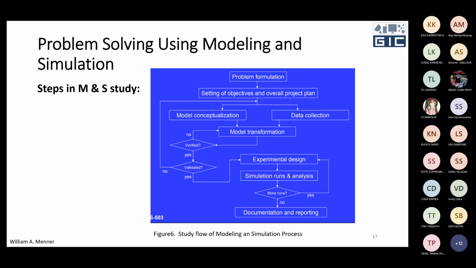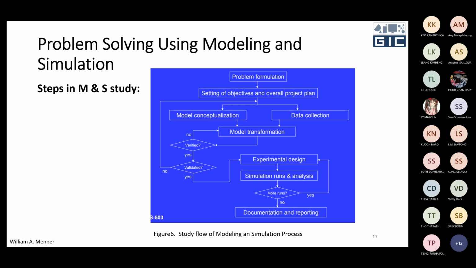So for example, to work with a case study, in this case I just captured from the slide. It is the study flow of the modeling and simulation process. When I have the problem formulation, it means that I try to formulate the problem. I study the problem and then set the solutions. When I set the solution, I always have to set a goal and then make a hypothesis. So when I have the problem, the solutions, and the hypothesis, you have two steps to work on at the same time.